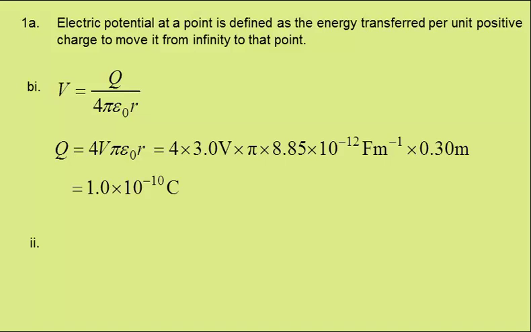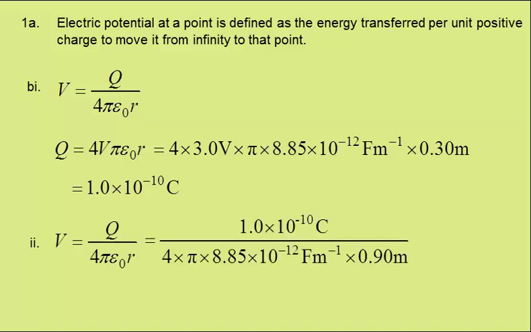In part 2, we need to show that the electric potential at point N due to the charge is plus 1 volt. Well, we can again use this expression. Putting in the values gives an answer of plus 1.0 volts as required.